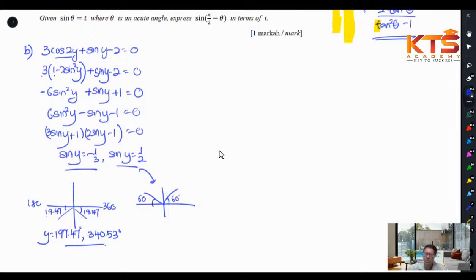Can you press calculator? No, sine 30. Sine 30 like that. So y equals to 30 and 150. Okay, then you combine. Answer: y equals to 30, 150, and 197.47, and then 340.53 degree.